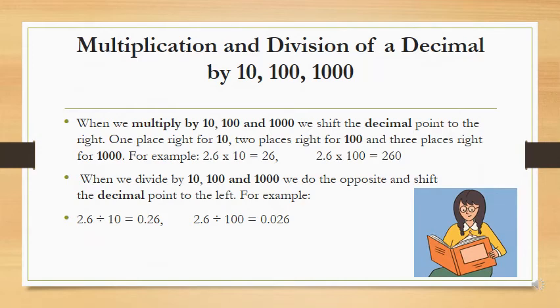Similarly, when we divide by 10, 100 or 1000, the rule is move the decimal place to the left based on how many zeros there are. For example, when 2.6 divided by 10, we get 0.26. Similarly, when 2.6 divided by 100, we get 0.026 and so on.